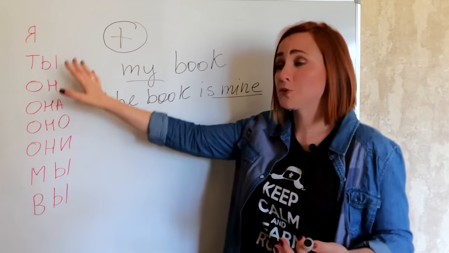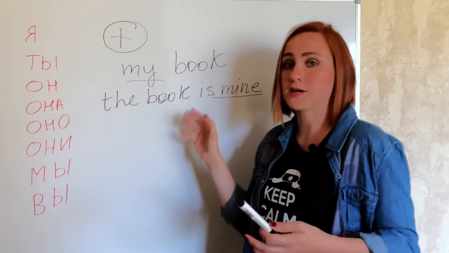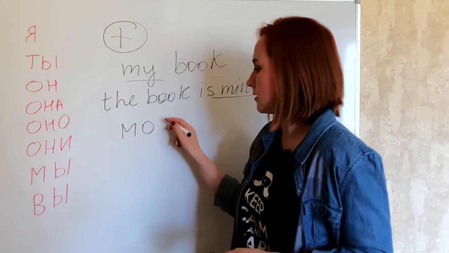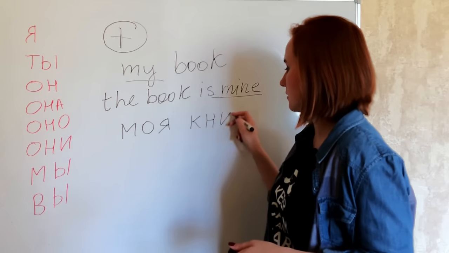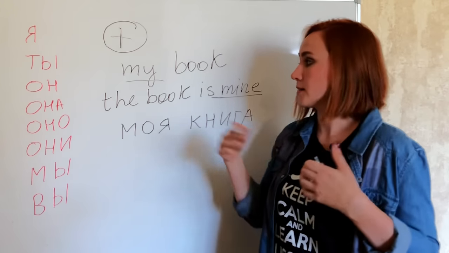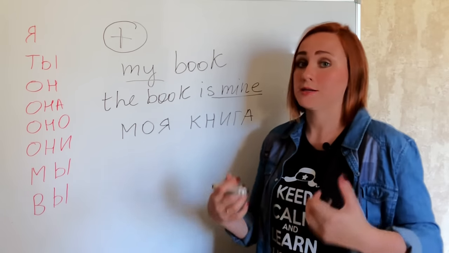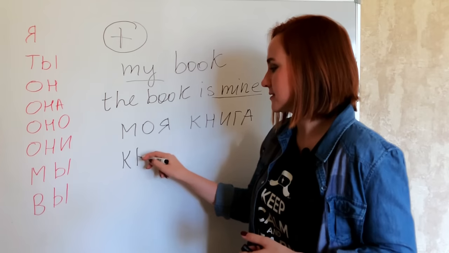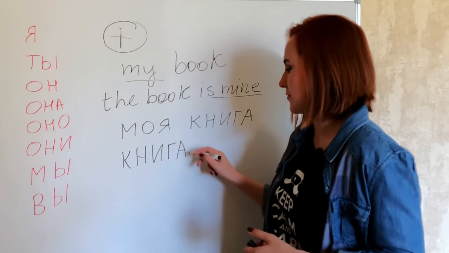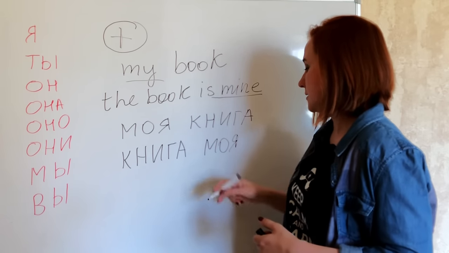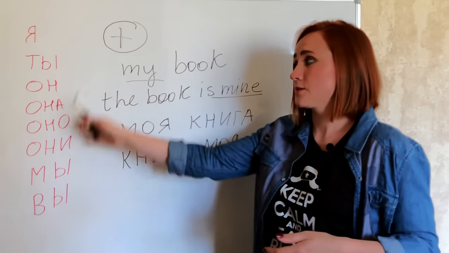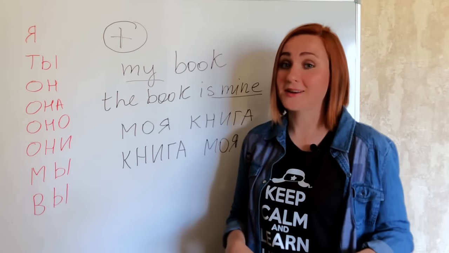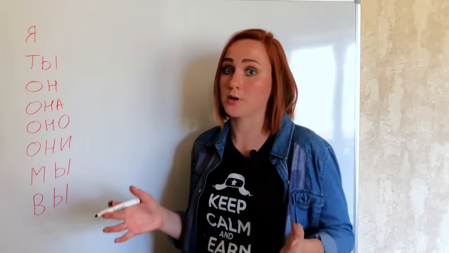So in Russian, it will still be the same. Everything we wrote in that table will work in both ways. For example, моя книга. Моя книга. Книга. Моя книга. My book. And the book is mine would be the same. Книга моя. Right? It's so cool that it's so easy. Книга моя. Same with all other words. So just what you have in that table will work in both situations. So finally, something easy.